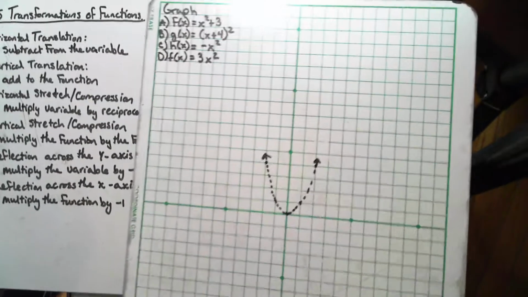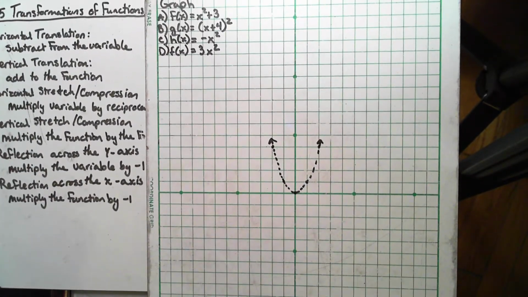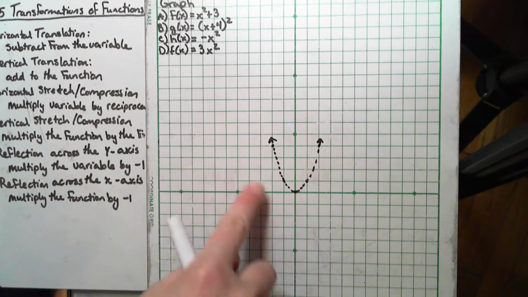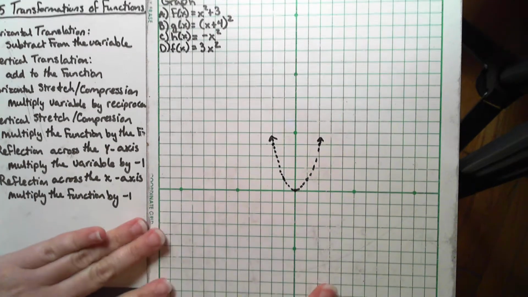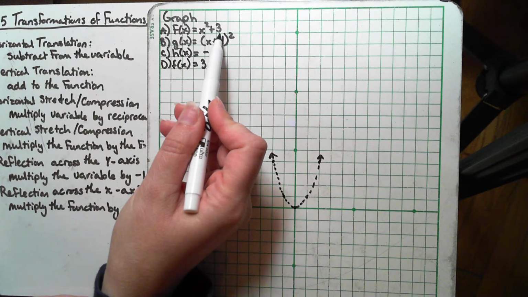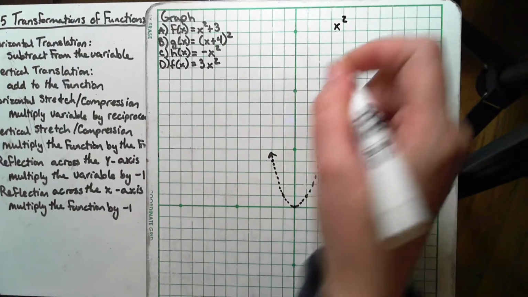I'm going to leave that up as much as possible and see if I can fit both of these here. So we need to graph these different functions, and they're all based on a quadratic. So this dotted line here is the general form for a quadratic. Part A, it's f of x equals x squared plus 3. Now remember, my general function is just x squared.